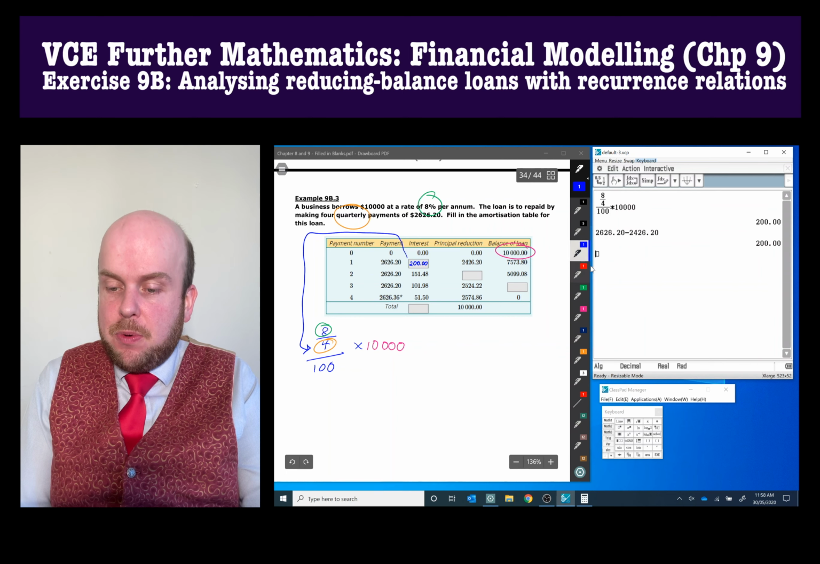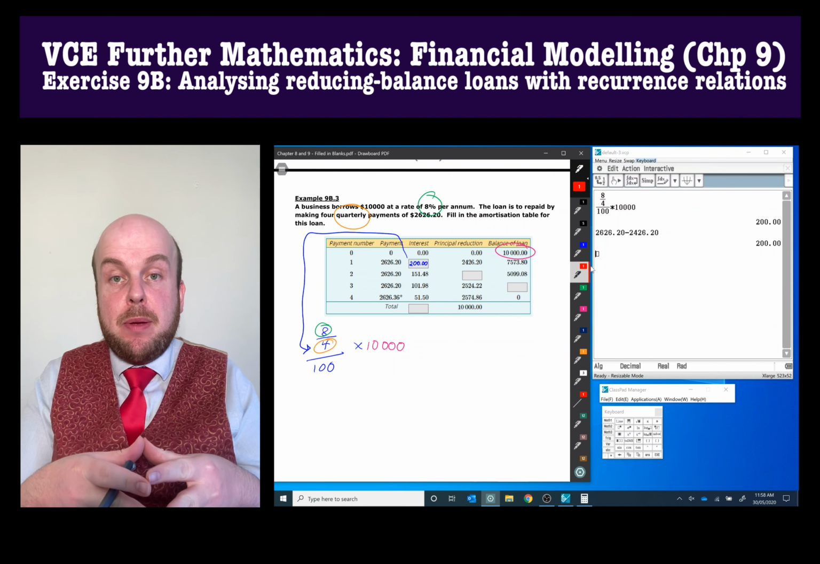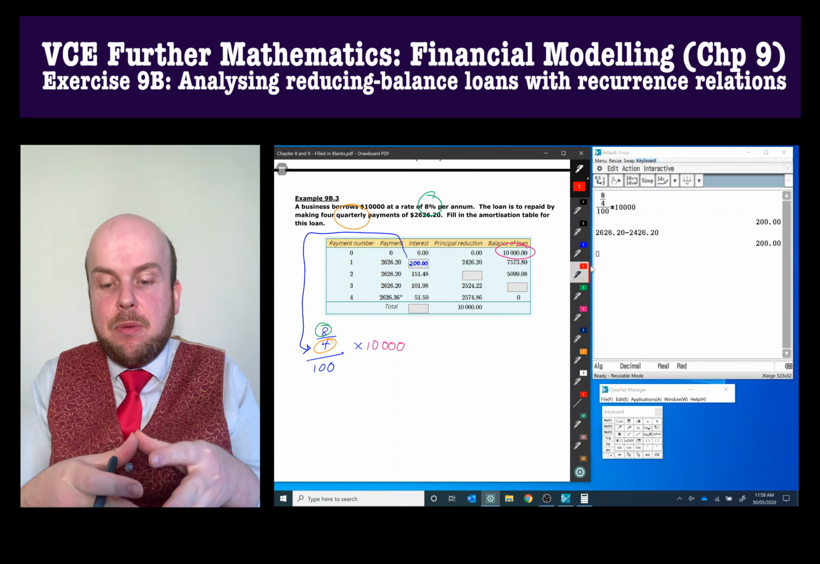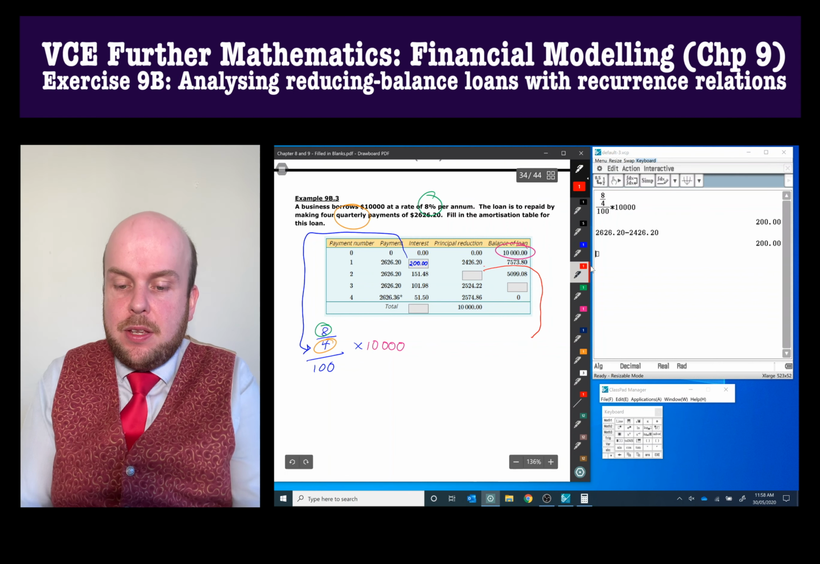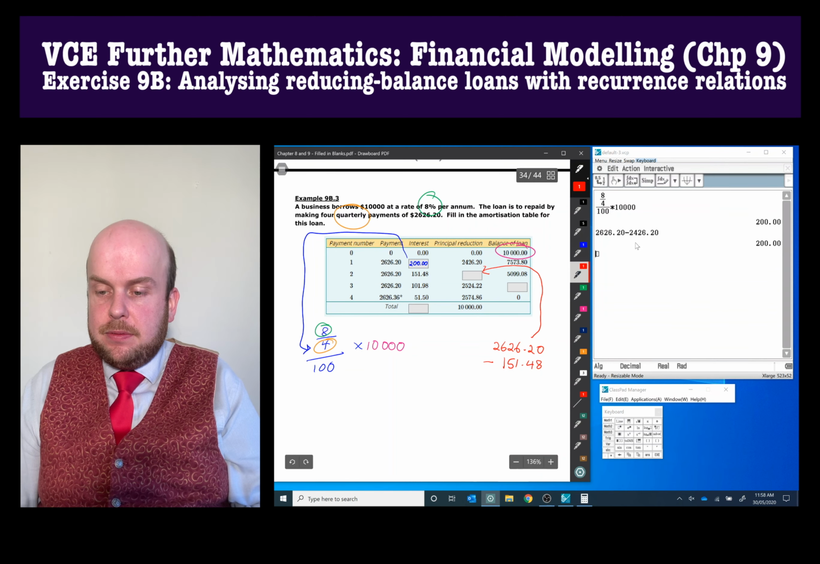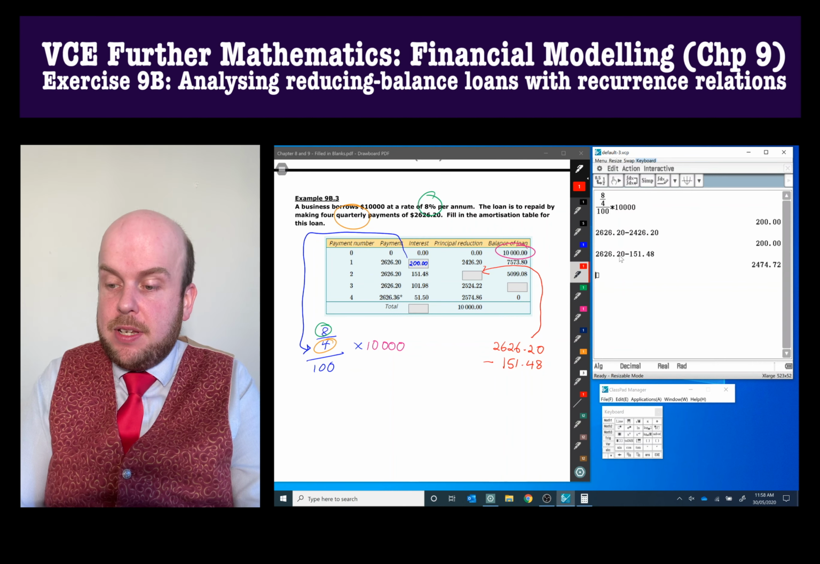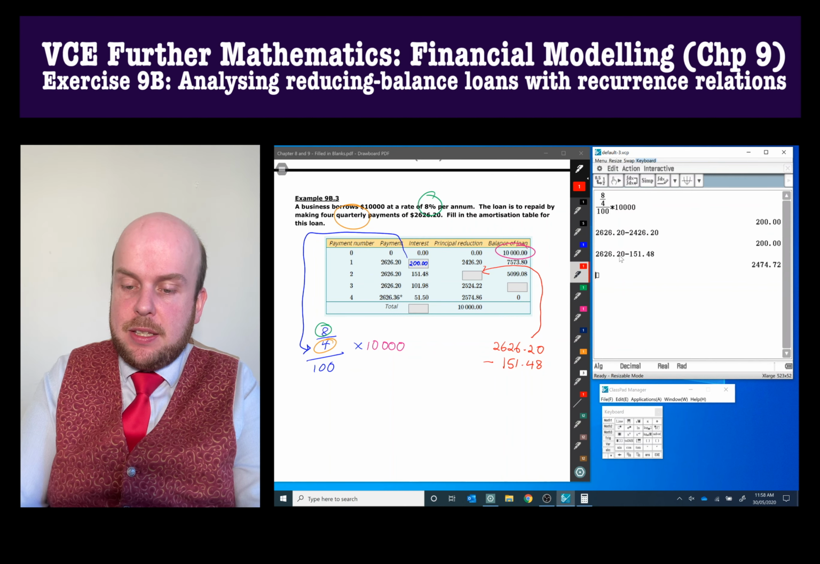The next one we need to work out is this principal reduction here. So the principal reduction, remember, is the payment take away the interest. So this will be $2,626.20 take away $151.48. And that gets me $2,474.72.